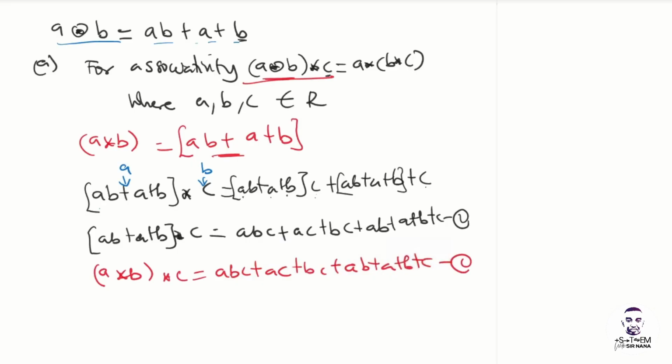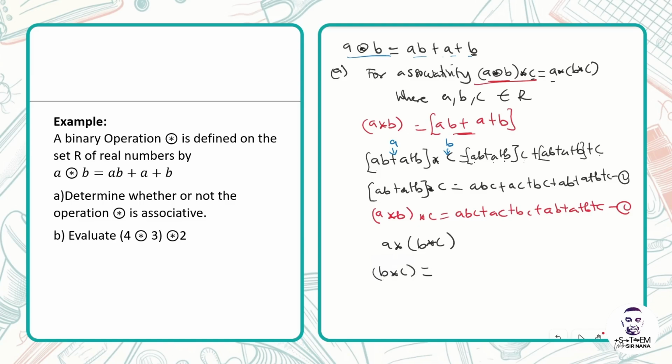Now this is equation 1. Now let's look at the other parts where we have A first, operation B, operation C. So we want to consider B operation C. So it means that wherever we see A, we'll put B there, and wherever we see B, we'll put C there in the operation here, right?